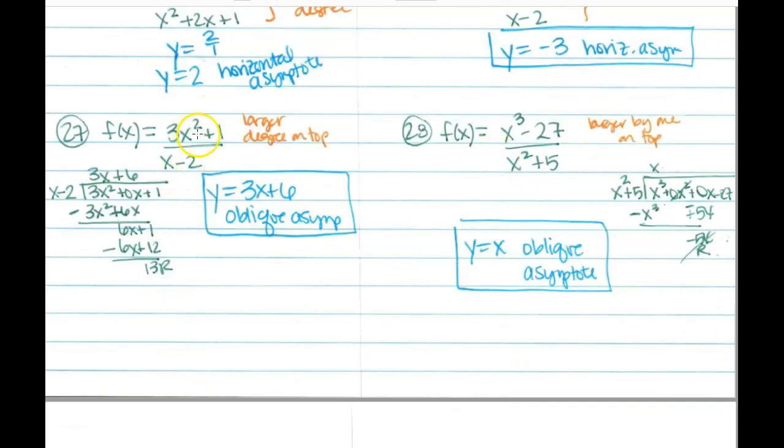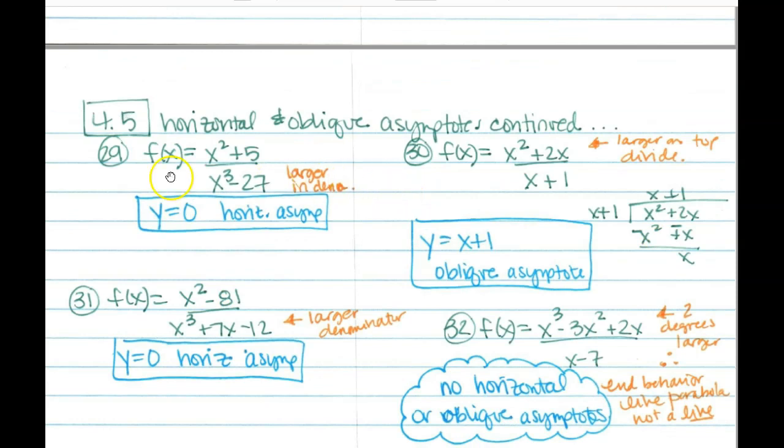27, bigger on top, you couldn't answer that. We're going to do that today. 28, bigger on the top, we're going to do that today. 29, bigger on the bottom, y equals 0. Bottom grows faster, so it goes to 0.